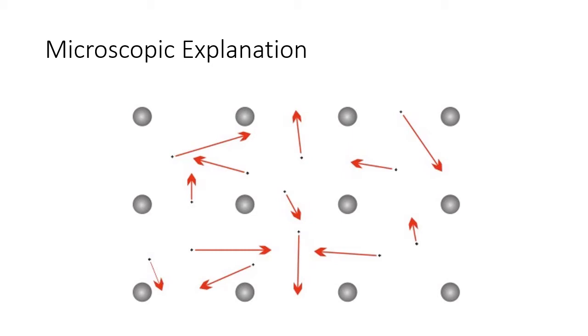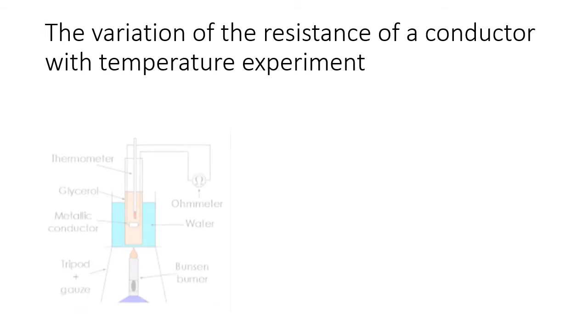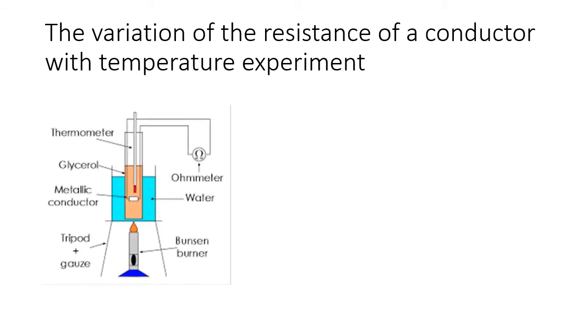Now let's do a small experiment to obtain the relationship between the temperature and the resistance of the conductor. In this experiment, a conductor is connected to an ohm meter to measure its electric resistance. The temperature of the conductor is then slowly increased by placing it in a test tube of glycerol, which is in turn placed in a beaker of water which is heated by a Bunsen burner. Here we use glycerol in the test tube as it is a better heat conductor than water.